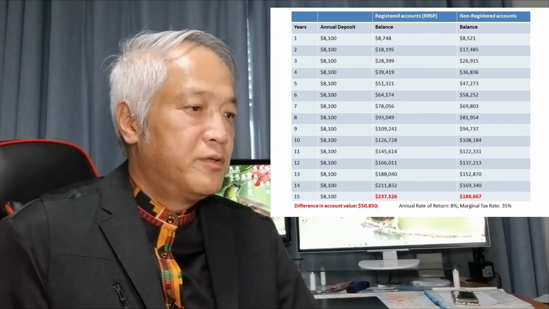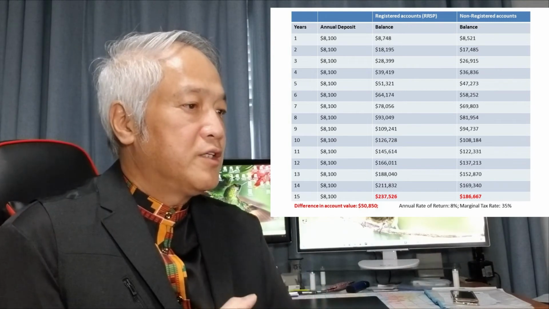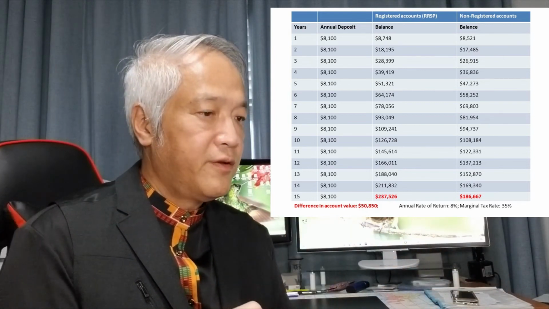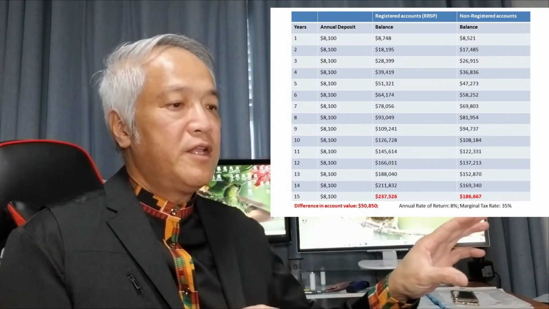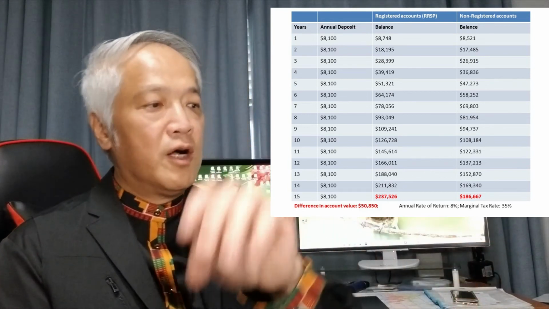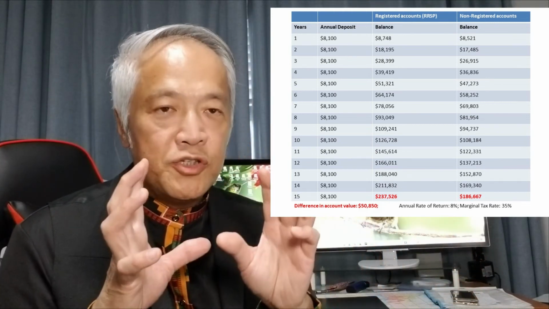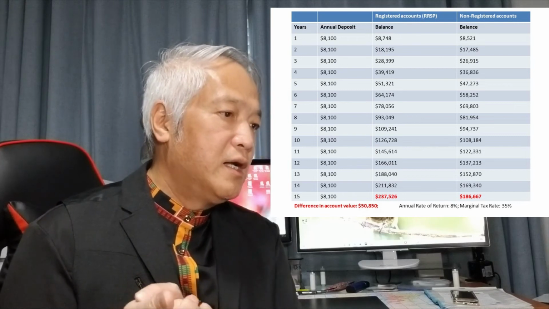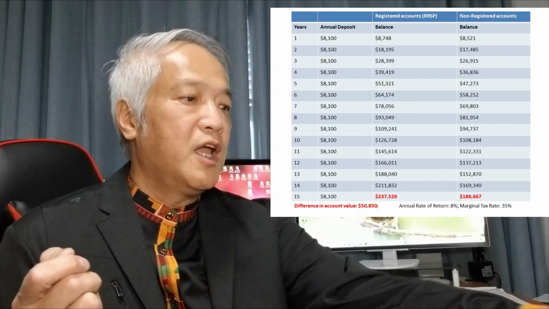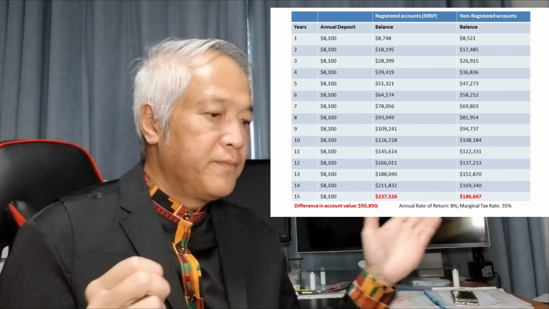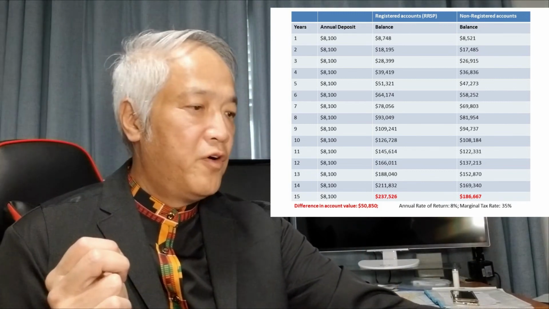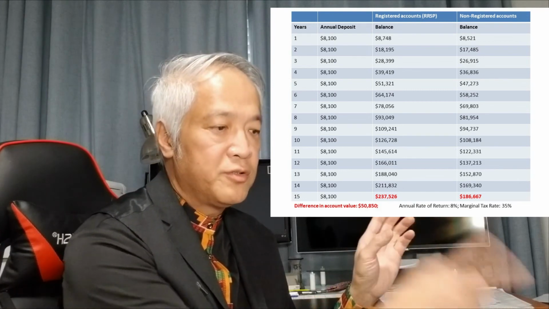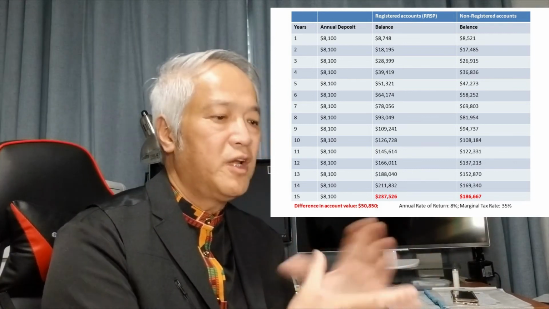Now look at an example of a registered RSP account versus a non-registered account. Annual deposits are $8,100. That means every year you put $8,100 in either the RSP or the non-registered account. A non-registered account means all interest earned is taxable immediately. You have to pay tax in that year. That's why, if you look at the balance on both sides, the non-registered account is much less. In this example, I assume that both accounts have the same annual rate of return of 8%, and you are at a marginal tax rate of 35%.